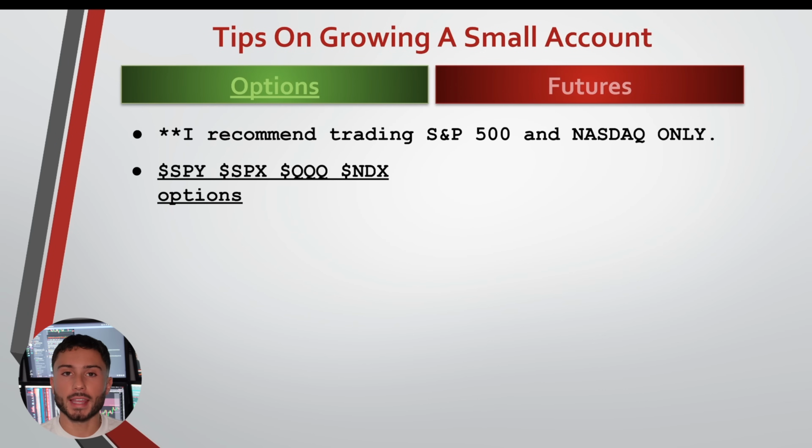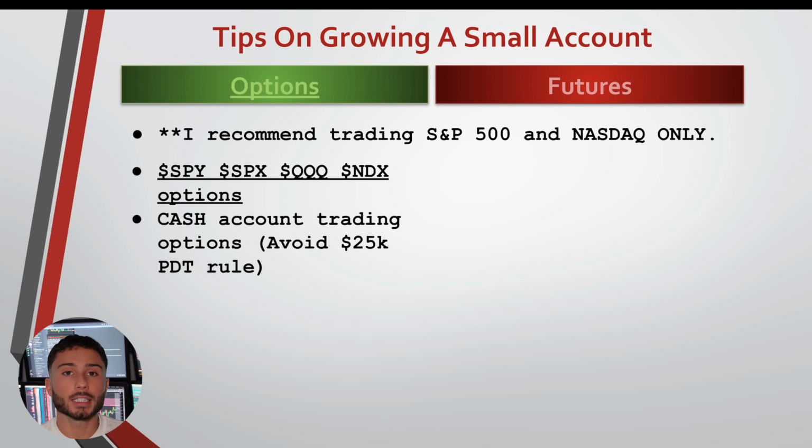Now there's two ways to trade the S&P and the NASDAQ. The first one is options, and you could trade SPY, SPX, QQQ, or NDX depending on what you're looking to trade. And if you decide to trade options, you can have a cash account. And if you have a cash account, you're going to avoid the pattern day trading rule, which is a rule that if you have under $25,000 in your account, you're subject to only 3 trades or less in a 5-day period. However, if you trade options on a cash account, you are not limited to how many trades you could take in a week. You could take 1,000 trades if you really want to. There is no PDT rule with a cash account.